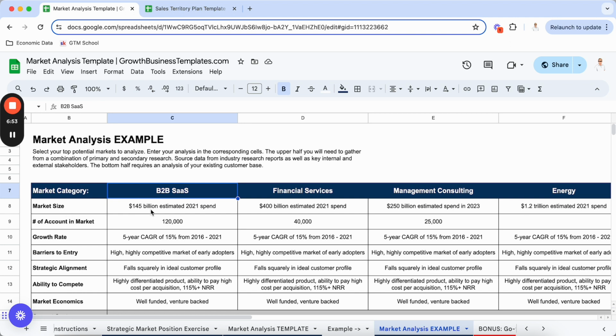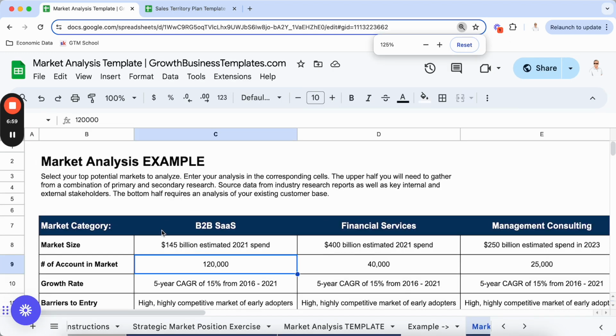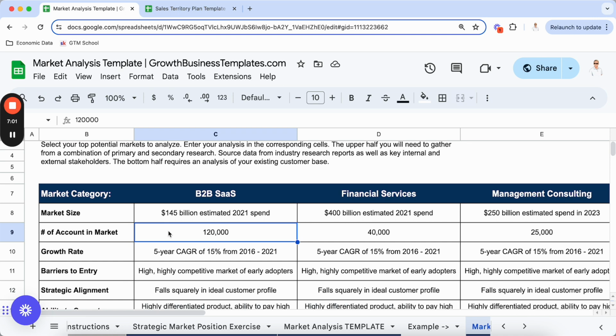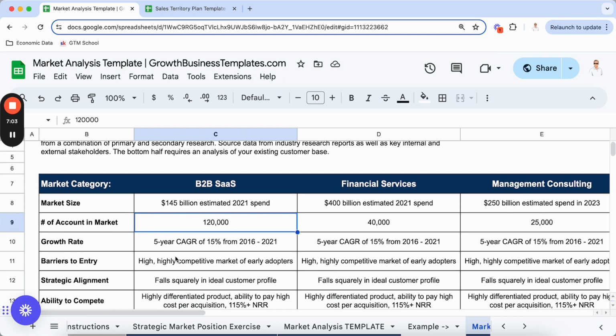So the first one is market size. You can go to third-party research like a Forrester or a Gartner to get this information. The next is the number of accounts in market. You can use tools like a ZoomInfo or an Apollo to get market sizing to see how many accounts by geography are in this particular market. From the third-party research, you can understand their growth rate. So how quickly are they growing?